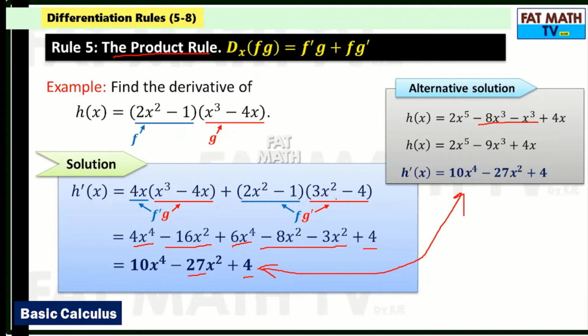So you can apply the product rule or expand the function. But actually, this alternative solution, you cannot do this if you cannot expand anymore, or sometimes if the given are not algebraic functions, which later in this video, I will give you some examples. So we cannot use this expansion first. We really need to apply the multiplication or the product rule.